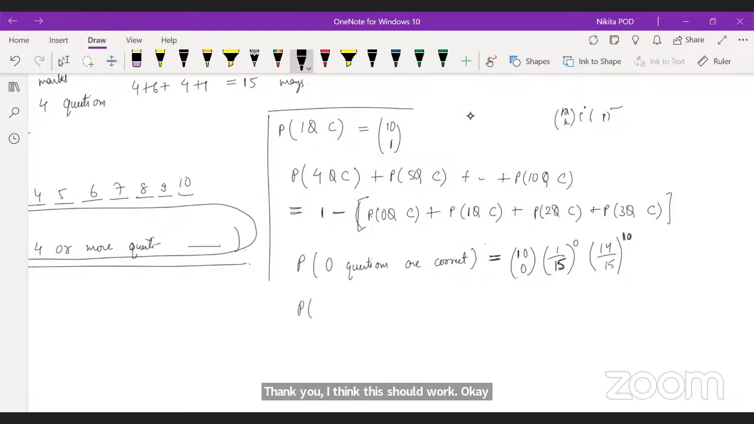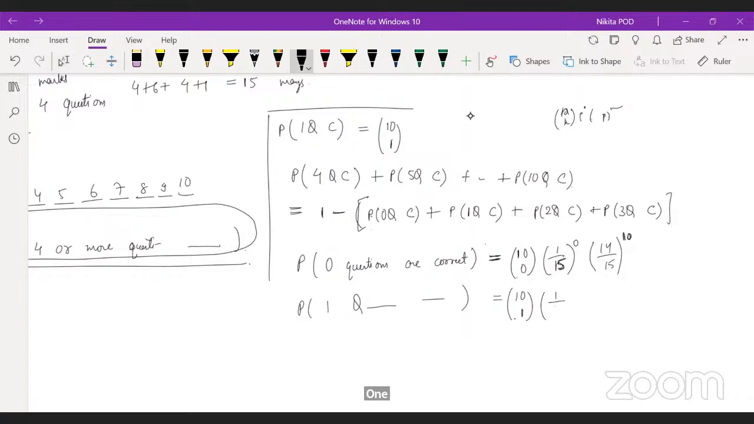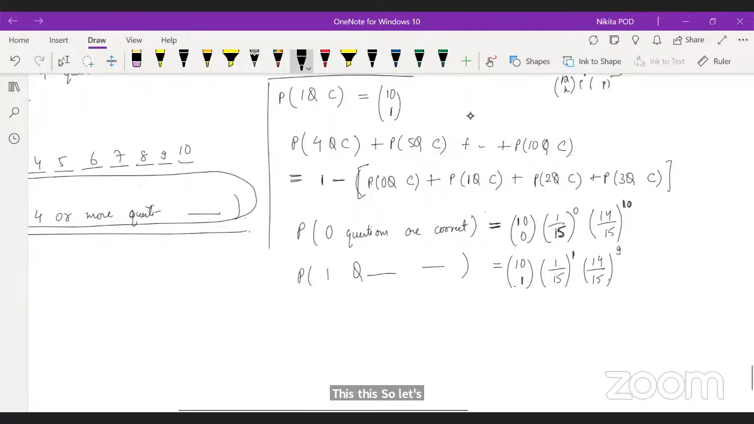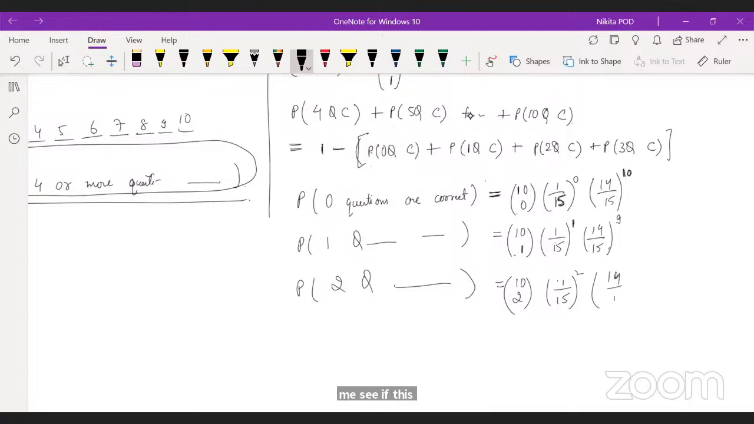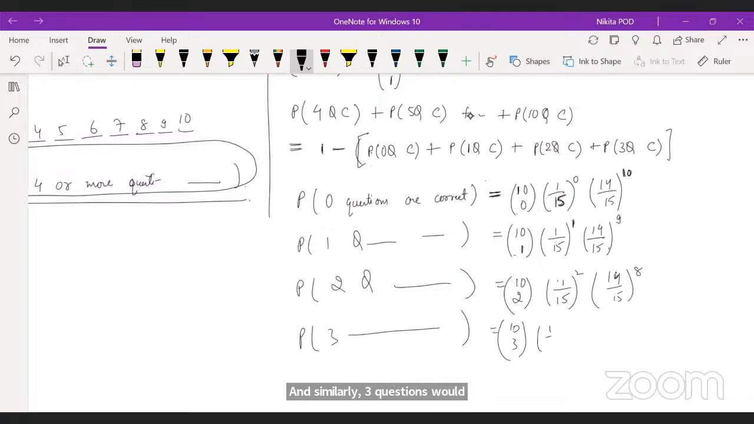All right, 1 question correct. That would be I select 1, and the probability of the question to be correct is 1 by 15. Then 2 questions correct is 10 choose 2, 1 by 15 to the power 2, 14 by 15 to the power 8. I think this is fine. And similarly, 3 questions would be 10 choose 3, 1 by 15 to the power 3, 14 by 15 to the power 7. Okay.